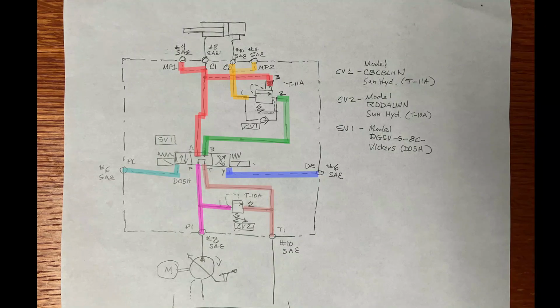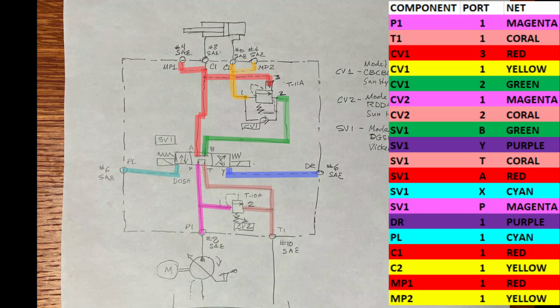I have translated this information into a table we can refer back to while designing the block. To do so, one would look at one component, such as CV2, and list every network it touches. In this case, it touches both the coral and magenta networks.